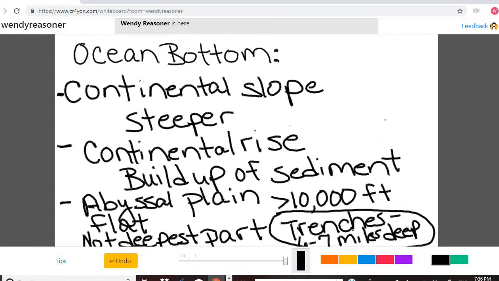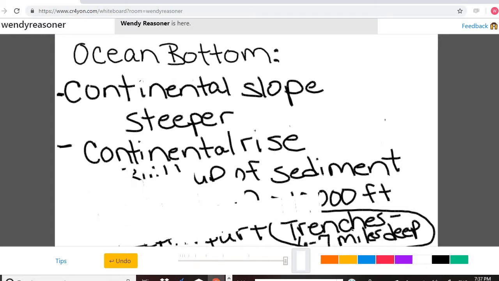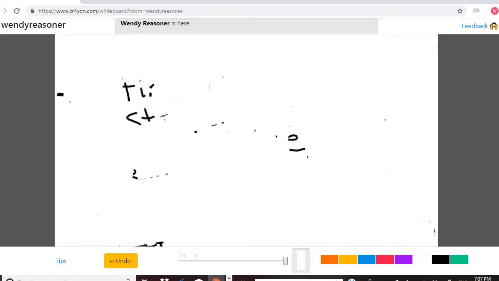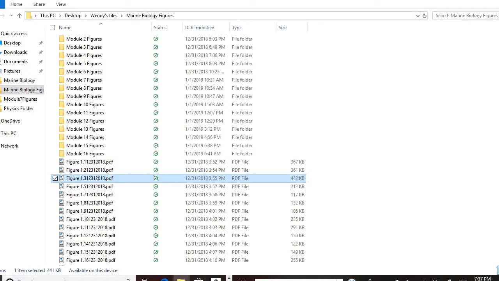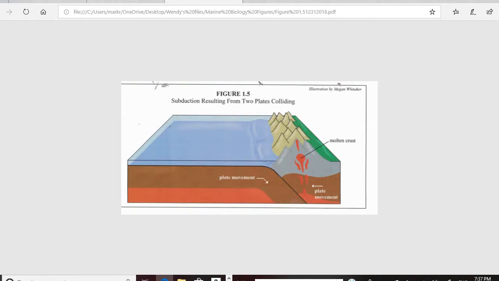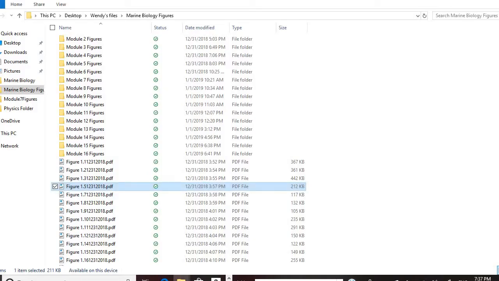Okay, so let's erase this and then we'll get that figure up so that we can see the different parts of the ocean bottom. Okay, that's not the figure I had meant to put up, but we talked about subduction and how when plates collide, one plate can slide over the other, and that's what keeps Earth from getting bigger and bigger.